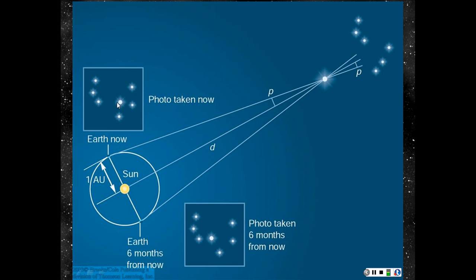If you're here, you're looking at this close-by star, and it will appear in this position relative to the background stars. In 6 months' time, you're looking in a slightly different direction, and it will appear to be here relative to the background stars. And it is this change in angle, actually half the angle, that we use in simple trigonometry. Since we know this distance and we know this angle, we can work out how far away it is. And that is stellar parallax.